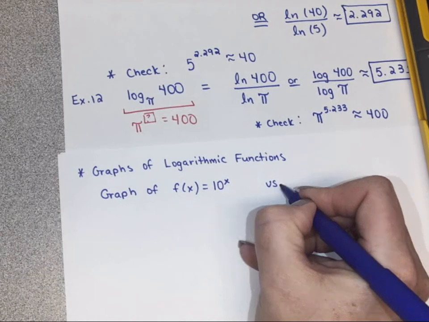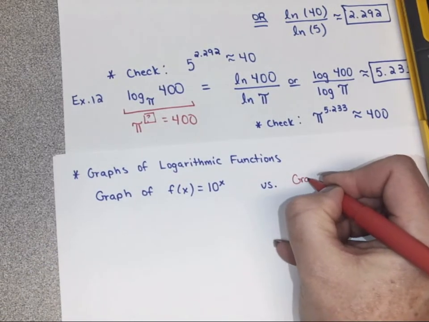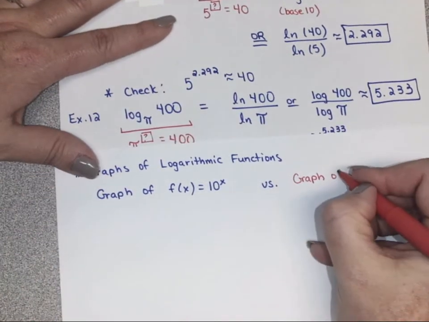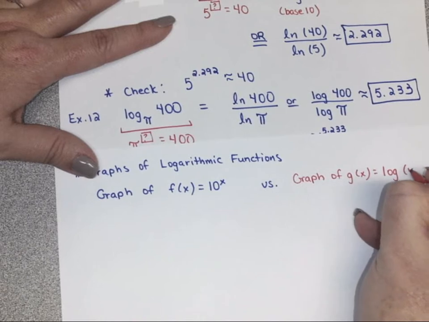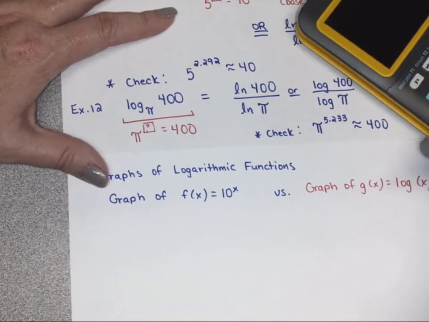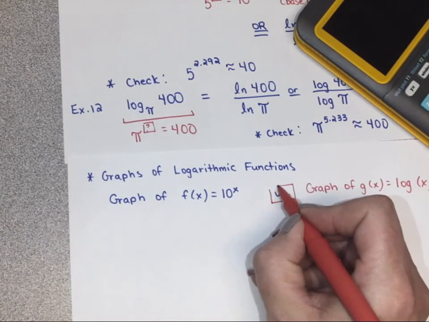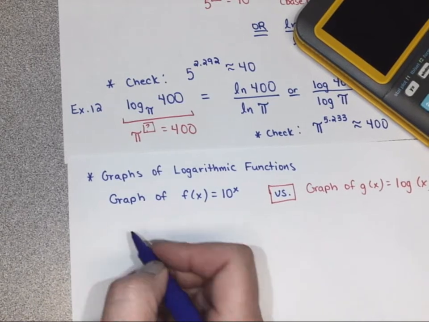So I want to look at the graph of 10 to the x versus the graph of g of x equals log of x. Why do you think I want to look at these side by side? Because what's the understood base for log? 10, right? So these are inverse operations of each other, okay? So I'm going to make this kind of quickly here.